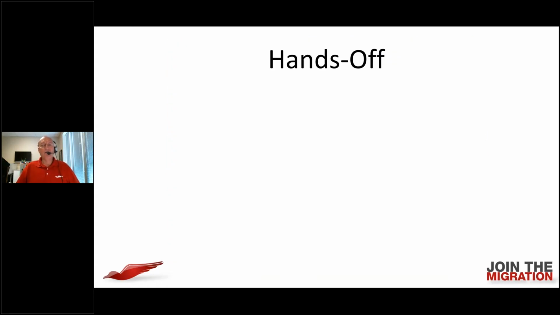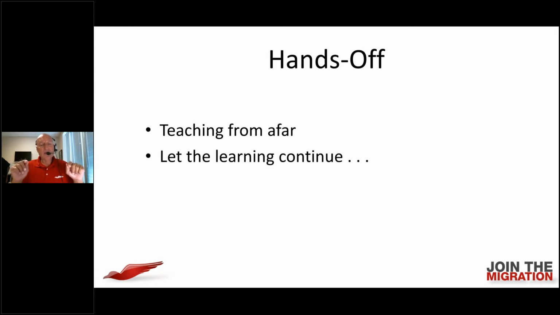Now we get to the hands-off piece, and this is that part where all of a sudden you are in a position where we're teaching from afar. We are no longer physically present with the students. So again, we think about those lessons that we talked about last week about how to set everything up to make this as effective as we possibly can, but also to think about the fact that learning really needs to continue, even without you there.